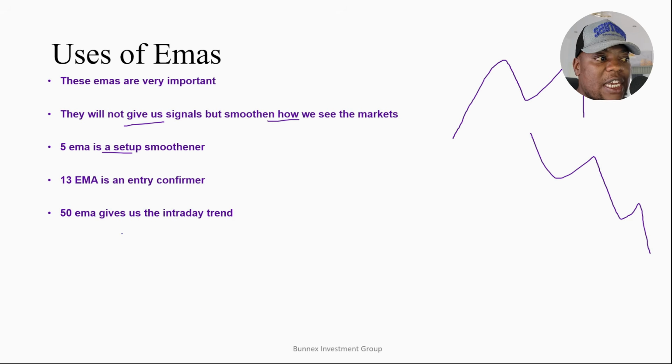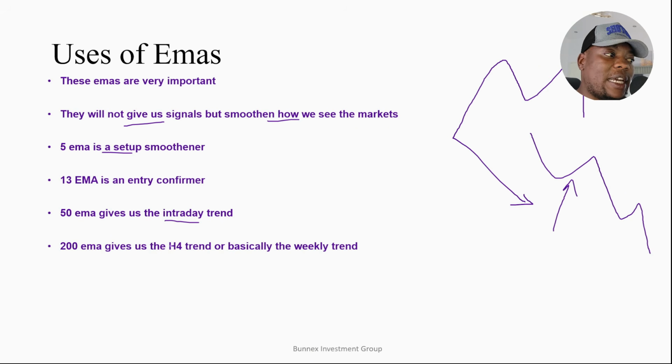Then the 50 EMA gives us what we call the intraday trend. What is the trend for that particular day that you are observing the markets? The 50 EMA will actually give you that particular trend. If it's going to the downside, you'd see that the 50 EMA will be flowing to the downside. If it's going to the upside, the 50 EMA will be flowing to the upside, basically like that.